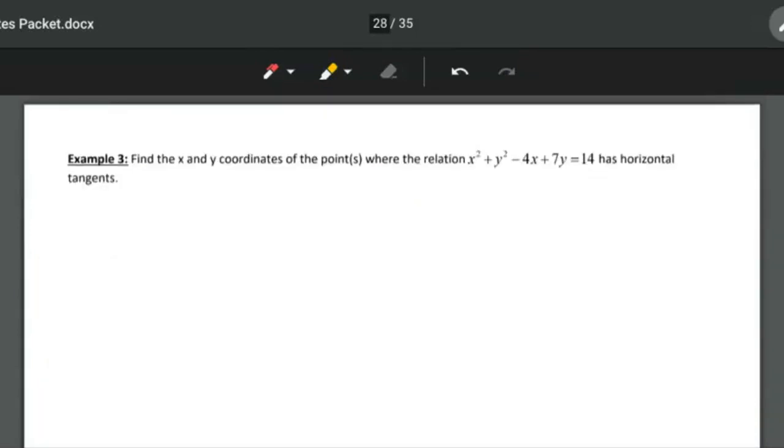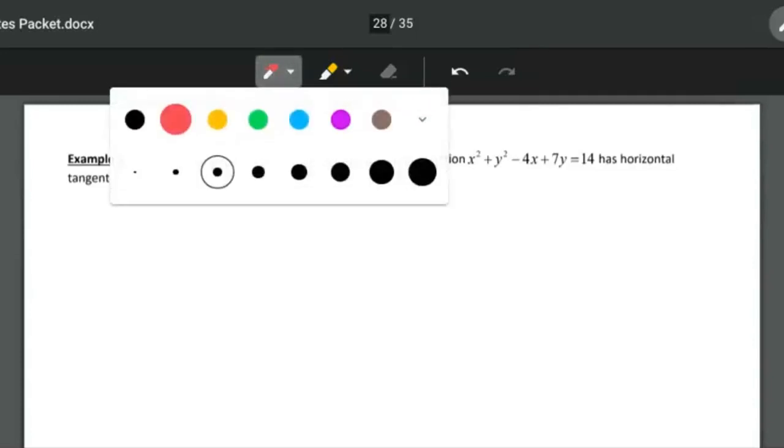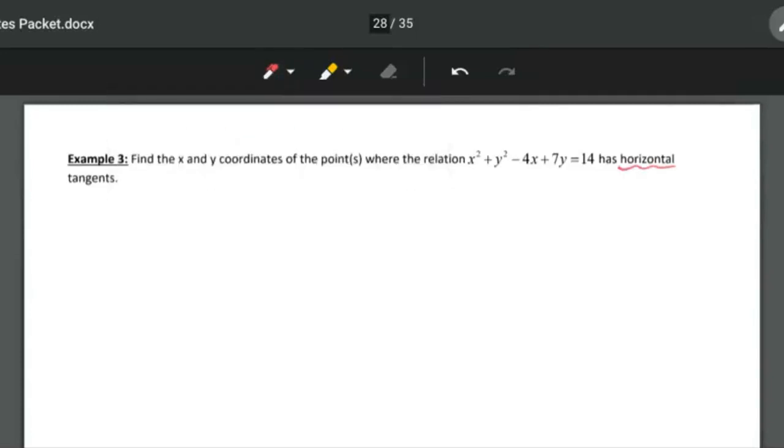Stop after example 3. It says find the x and y coordinates of the points, so it could be 1 point, 2 points, or many points, where this relation has horizontal tangents. It's kind of the same thing as last time. Think horizontal tangents. A horizontal tangent has a slope of 0, or in other words, that means the derivative equals 0.